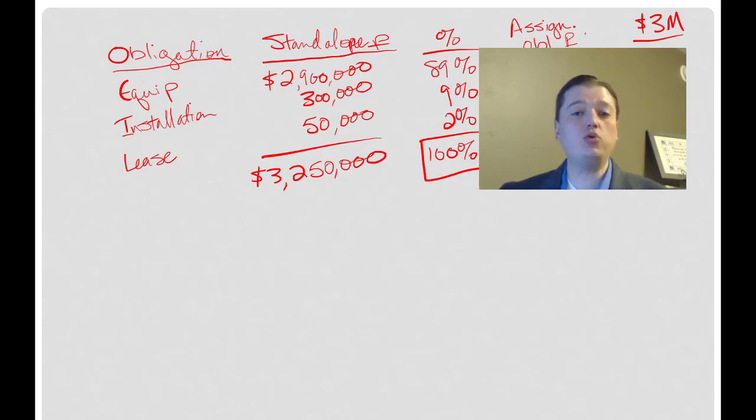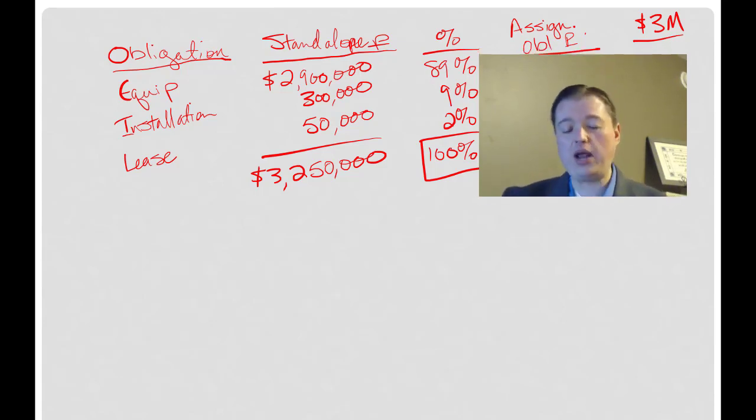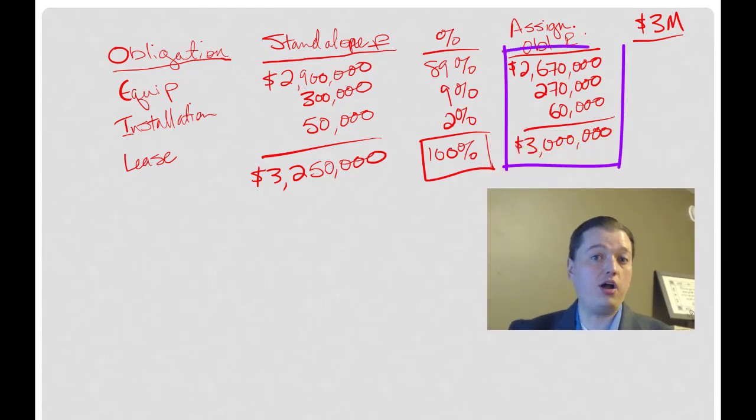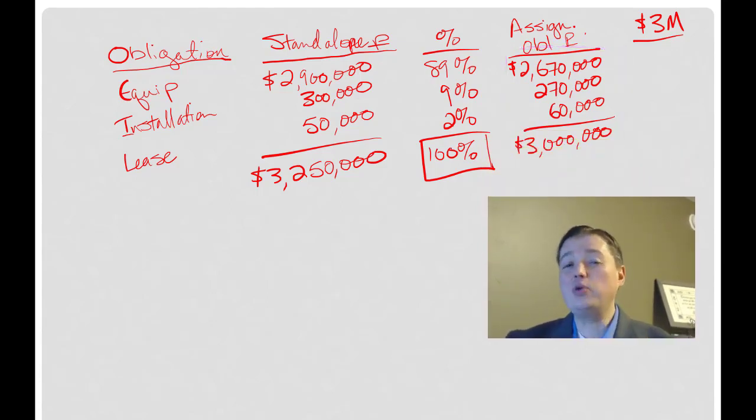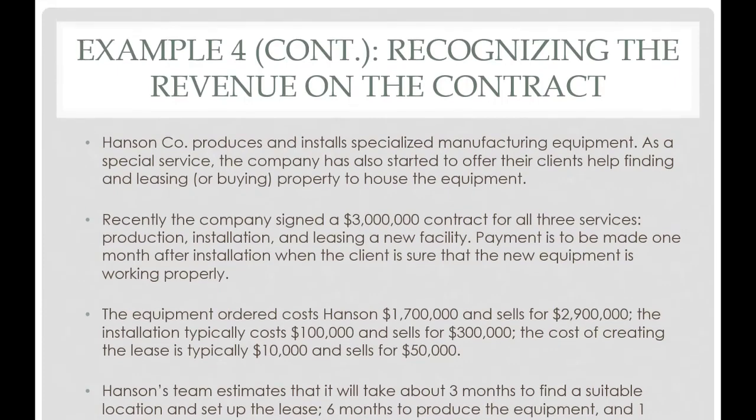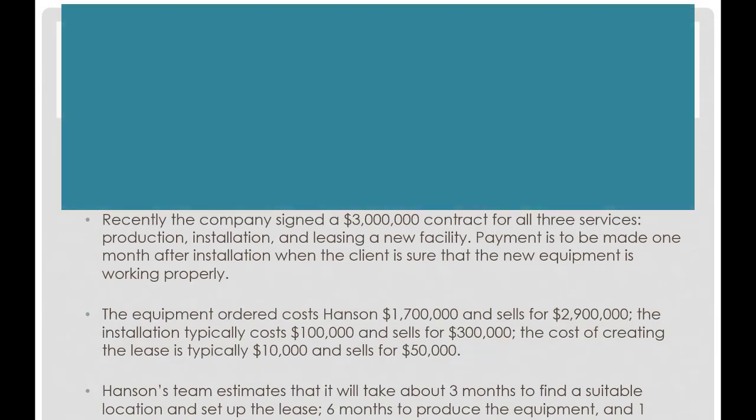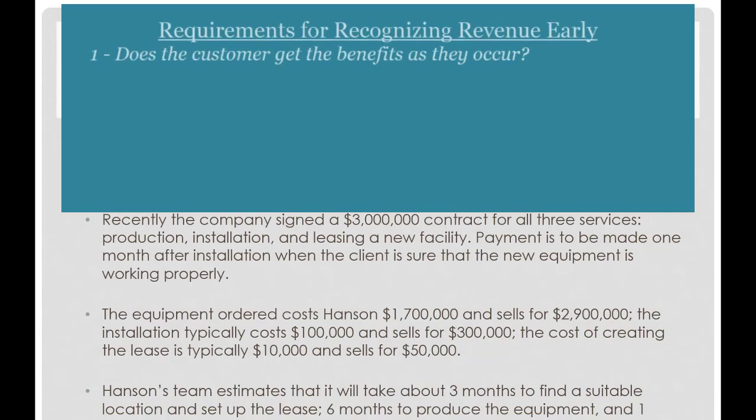Now remember that the basic rule is, as we complete an obligation, we recognize the revenue from that part of the contract. But sometimes we can recognize revenue a little bit early. And to decide if we can do that, let's go back to our basic information. Remember that we've got 3 options to decide, can we recognize the revenue early? Or do we have to wait till we've finished the actual obligation? Number 1, does the customer get the benefits as they occur?